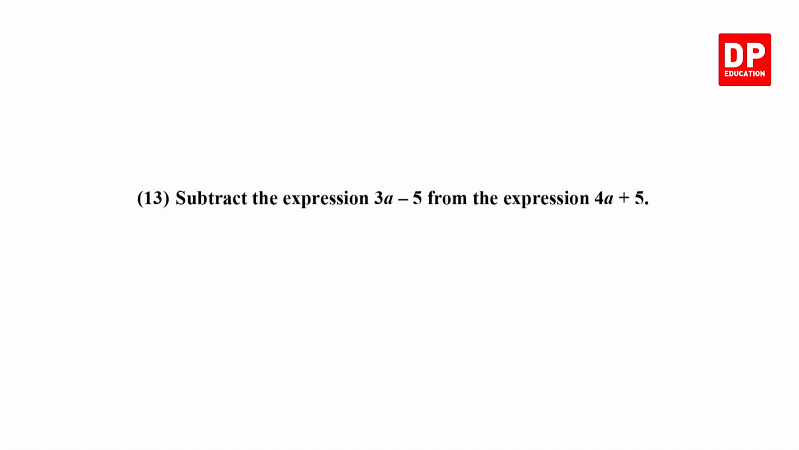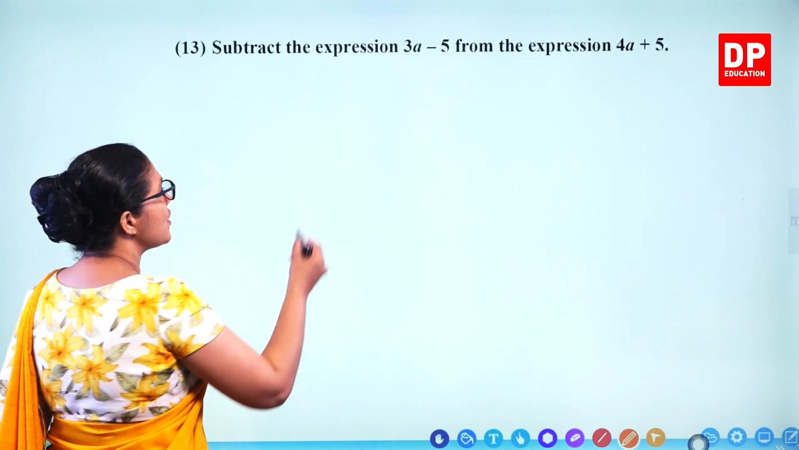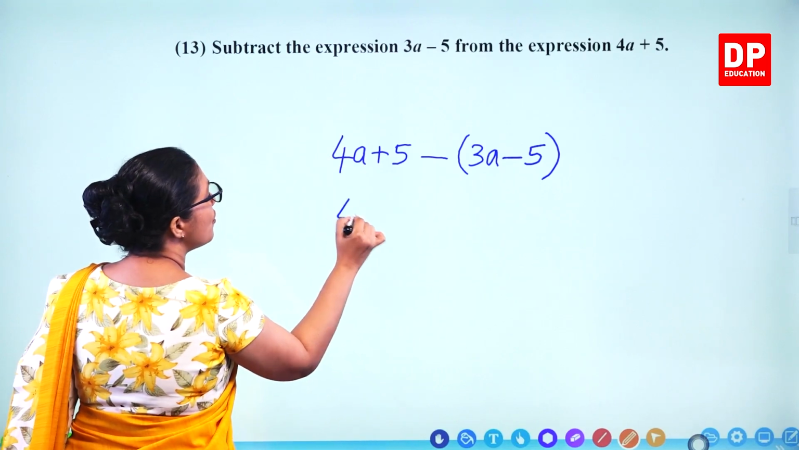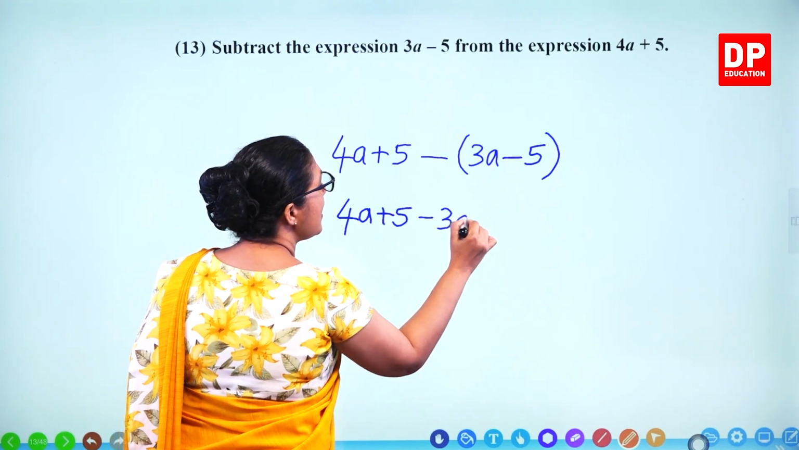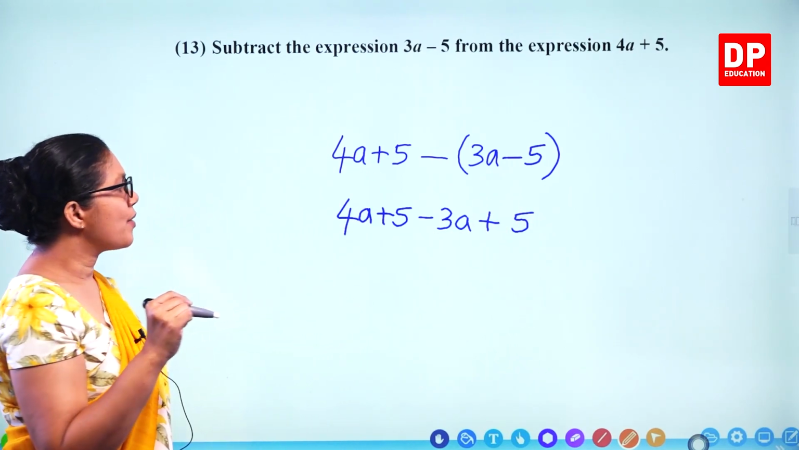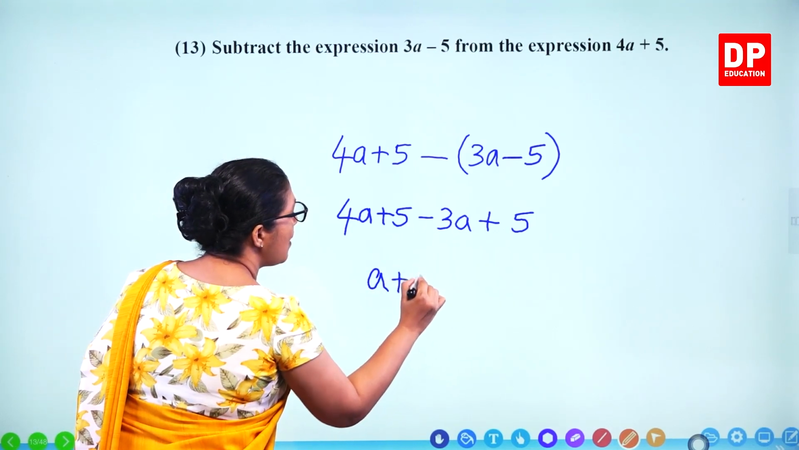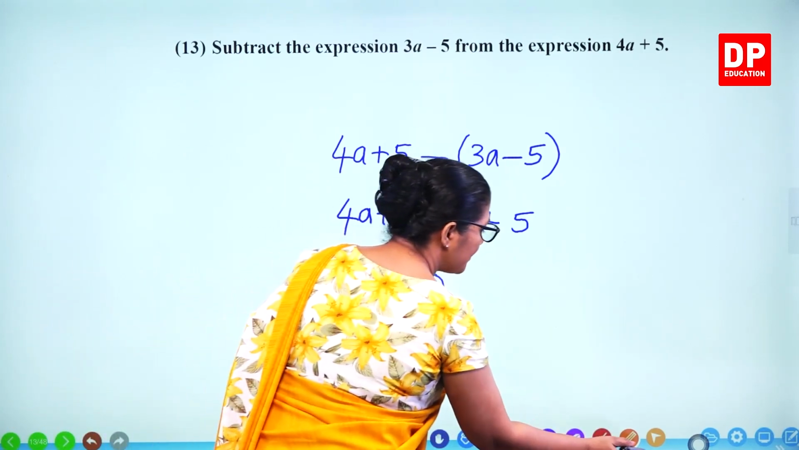Question number 13. Subtract the expression 3a minus 5 from the expression 4a plus 5. So that means you take the expression 4a plus 5 minus 3a minus 5. Then what you do? Multiply by minus. Minus into 3a, minus 3a. Minus into minus 5, plus 5. So you get 4a minus 3a, plus 5 plus 5, that's 10. So a plus 10. So 2 marks for that.